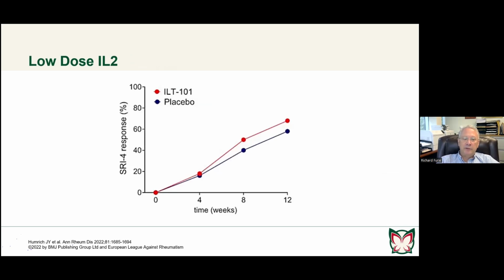And in fact, here's a good example, a recent example. This was a low-dose interleukin-2 study. And you can see the placebo response in blue approaching 60%. You can't show a drug is effective if your placebo response rate is 60%.